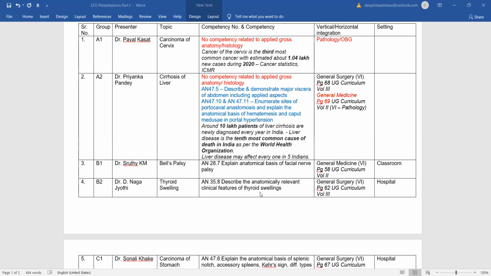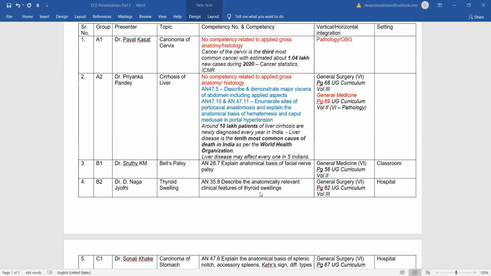Next, I'll go on to cirrhosis of liver. I meant it as histology. Actually, what happened at the beginning is I just didn't go through the curriculum document and check if any competency existed for ECE. That's my mistake. I just gave ECE topics for upper limb, lower limb, thorax, abdomen, head and neck, neuroanatomy, and came down to histology and embryology as is given in the document. But there is no integration, there is no space for early clinical exposure as far as histology is concerned.